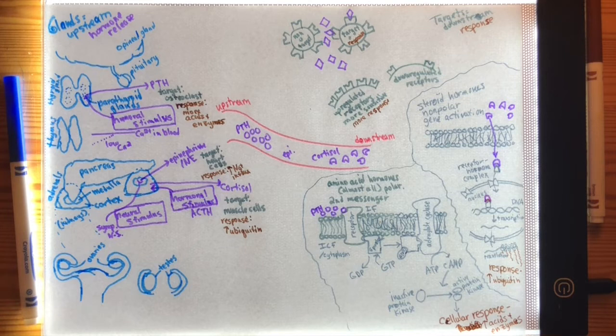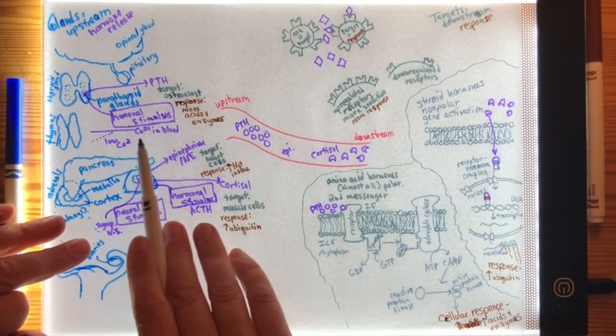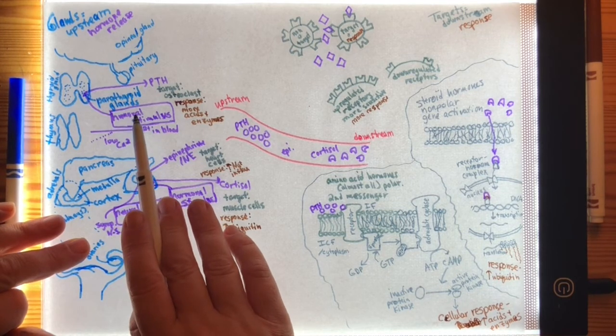Well, there was a lot of information covered here, so I wanted to give a good review of these two different stories that we followed from beginning to end. So let's go back to the original story of the parathyroid glands. The parathyroid glands receive a humoral stimulus, which in this case is blood calcium levels.